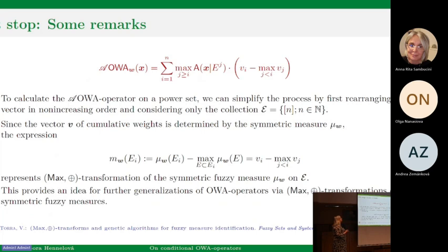When we return to our expression of the conditional over operator, we can notice that since the vector v of cumulative weights is determined by a symmetric measure, the expression represents a max-plus transformation of the symmetric fuzzy measure on a collection. This max-plus transformation was introduced by Tora, and it provides an idea for further generalization of our conditional over operators via max-plus transformation of symmetric fuzzy measures.